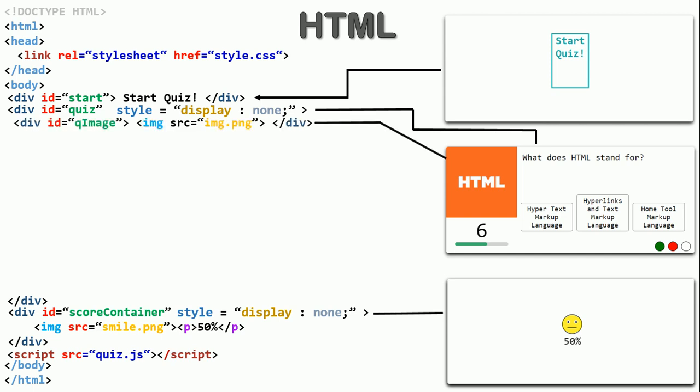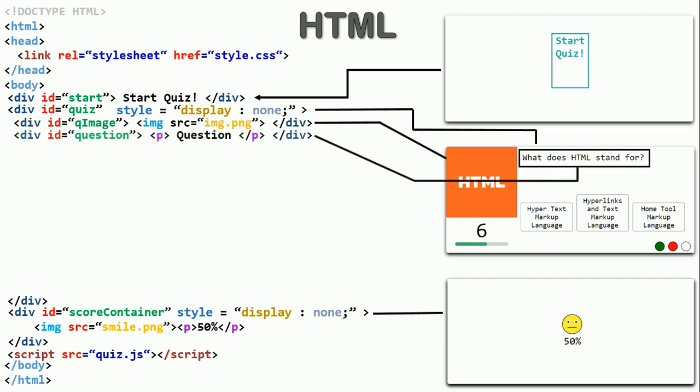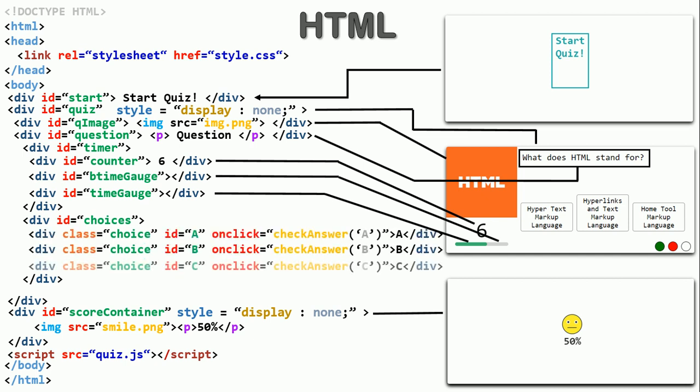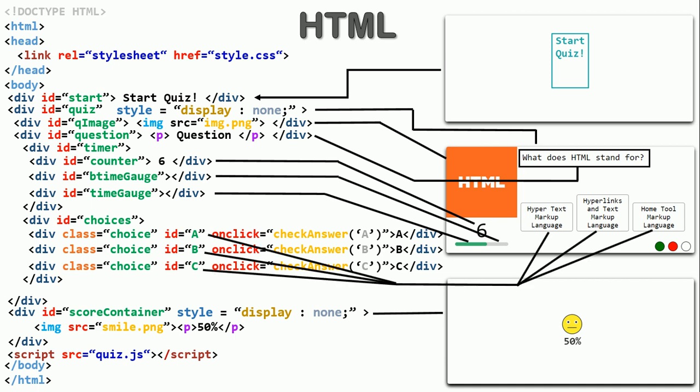And inside our quiz we have the question image, the question itself, and then the timer. Inside the timer we have the counter, the background time gauge, and the time gauge. And then we have our choices. All the choices have the same class choice. They have different IDs, A and B and C, and an onClick event, which fires up a CheckAnswer function. The CheckAnswer gets as argument the ID of the choice.